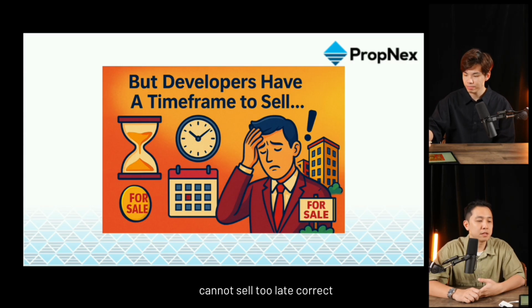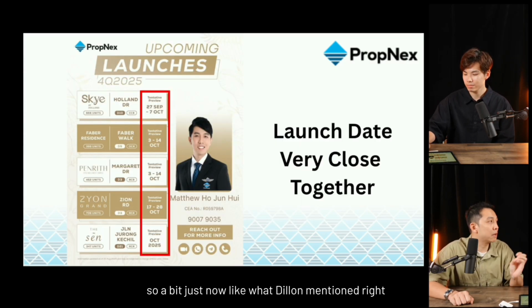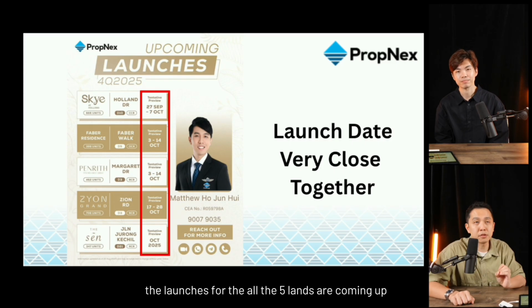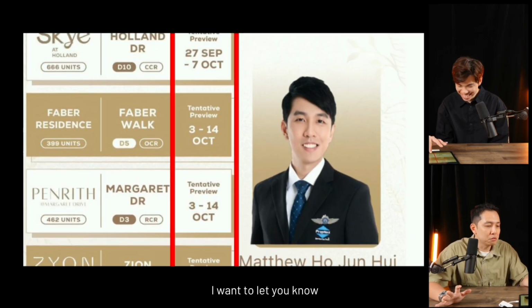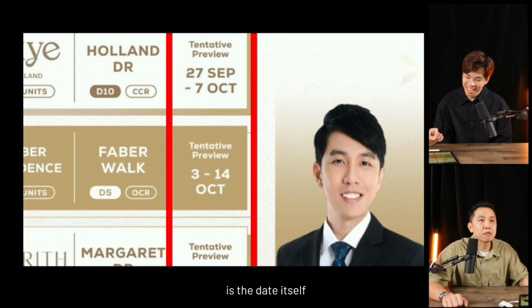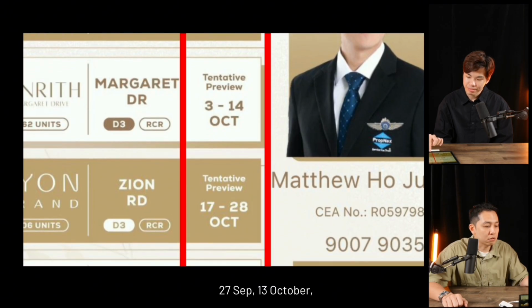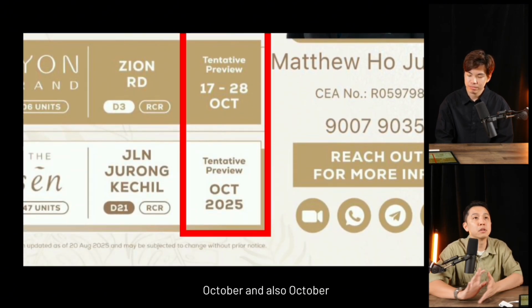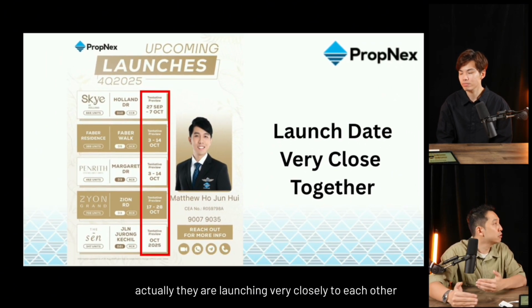Cannot sell too late. Correct. So just now, like what Dillon mentioned, the launches for all the five lands that are coming up, I want to let you know the dates themselves: 27, 13 October, and also October. What are these trying to tell you? Actually, they are launching very closely to each other.